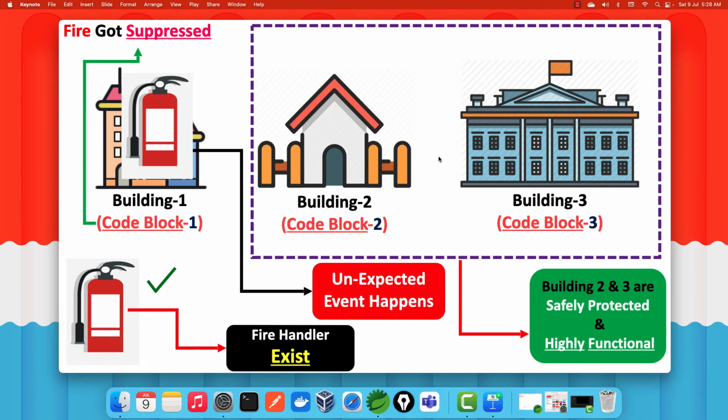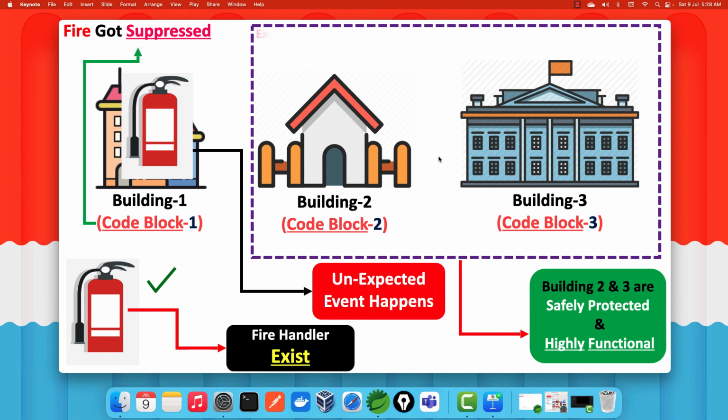In the real-time use case, we have taken the fire handler as an exception handler, and because there is a fire handler in the building, the fire got suppressed, and you have complete access to building 2 and building 3, which are not impacted. Meaning your application is not going to get terminated abruptly. The rest of your application is going to get executed successfully even though there is a problem that occurred in code block 1. So this is the real-time use case that we can consider for understanding the exception concept.